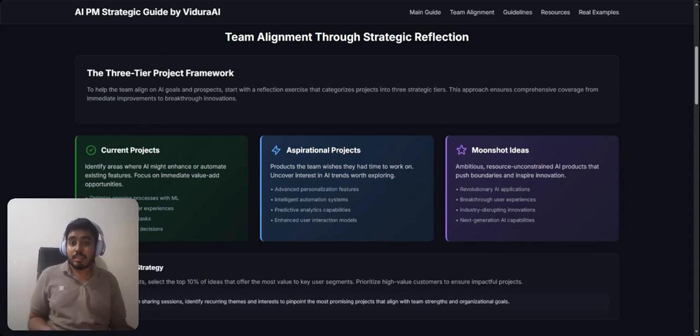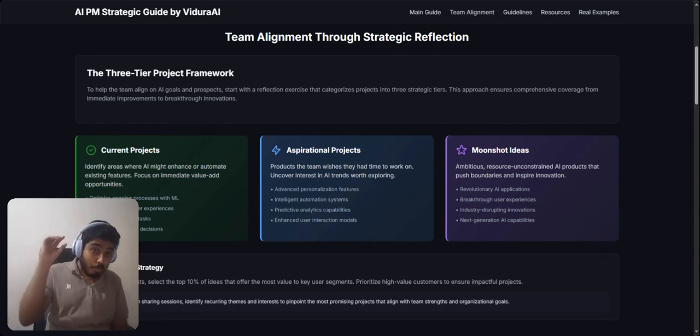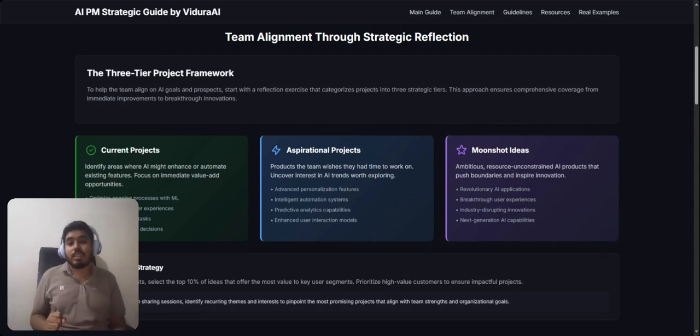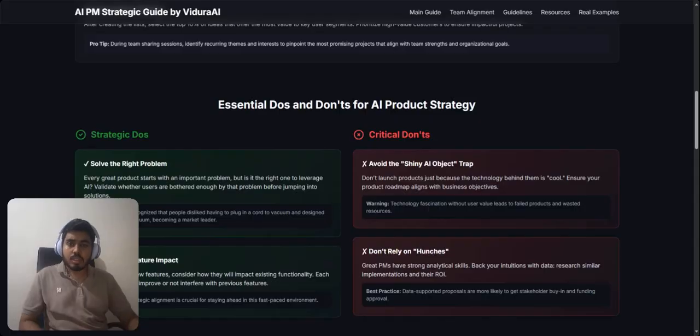During the team sharing session, identify recurring themes and interests to pinpoint the most promising project. It will strengthen your team and organization goals. So let's talk about what separates successful AI teams from the rest. In the next few minutes, we are going to talk about critical dos and don'ts.